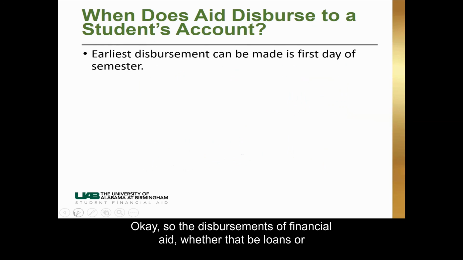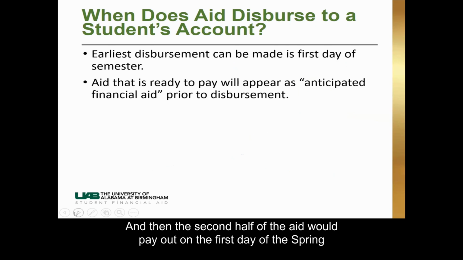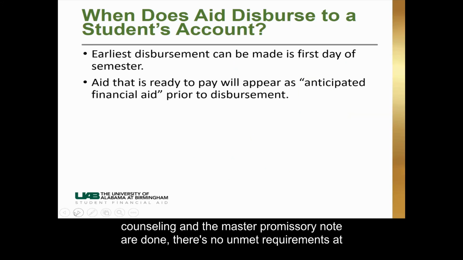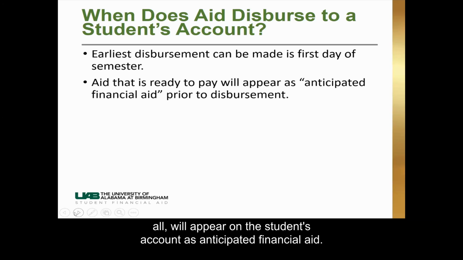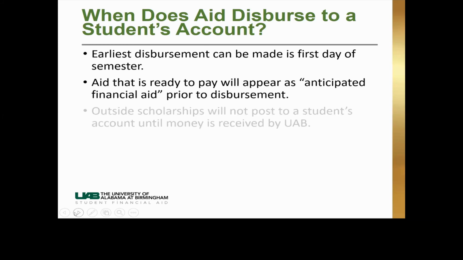Okay, so the disbursements of financial aid, whether that be loans or grants, is made on the first day of each semester. The first day of the fall semester this year is August 27th. That is the day that the aid is going to pay out. And then the second half of the aid would pay out on the first day of the spring semester. Aid that is ready to pay, meaning all requirements have been completed, the entrance counseling and the master promissory note are done, there's no unmet requirements at all, will appear on the student's account as anticipated financial aid. It will just show that the bill is ready to be covered and that there are no issues there.